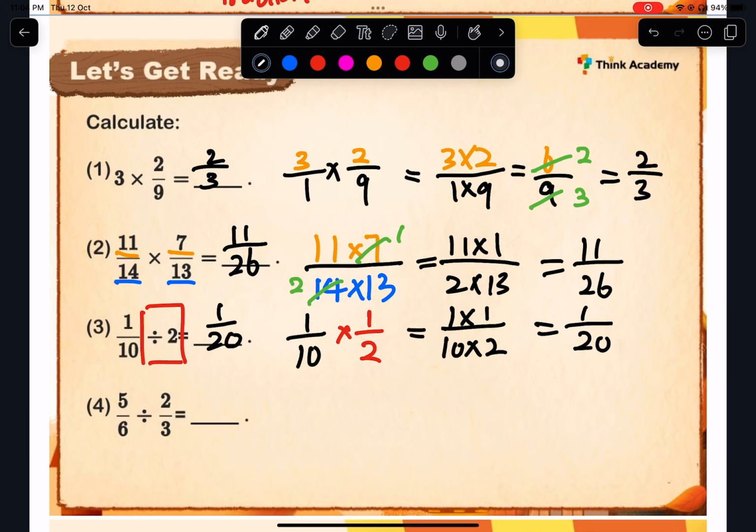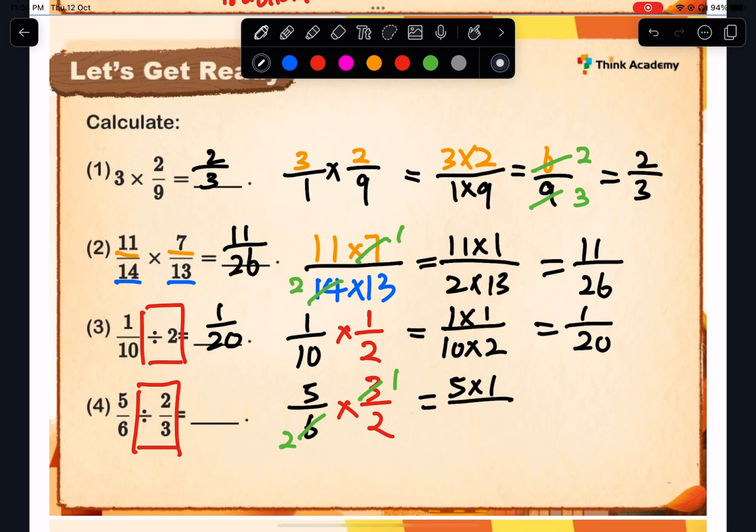Finally, we have 5 out of 6 divided by 2 out of 3. The logic is the same. So we turn the divisor, the number behind the division, into its reciprocal. So 5 out of 6 times 3 out of 2. 3 and 6 have a common factor. So 3 becomes 1, 6 becomes 2 because it is 3 times 2. After that, we multiply the top numbers, 1 and 5. We have 5 times 1. Bottom numbers, 2 times 2, equals 4. So the answer is 5 out of 4. Perfect. So these are all the answers for the Let's Get Ready questions.